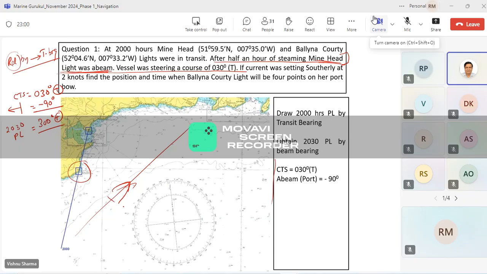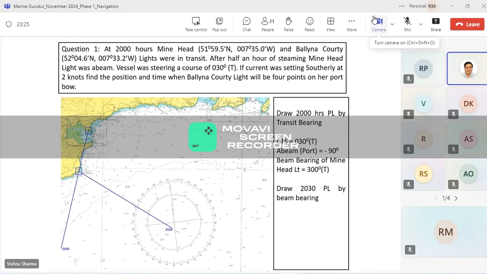The port beam here has not been given in the question. So what I'm trying to take you through is the various things, how you use your common sense when you're plotting. So now you have to figure out from the chart whether it will be on the port beam or the starboard beam. You can't stand up and tell the invigilator, can you please tell me which side it is. So beam bearing is 300 from Minehead. So now I plot the 2030 PL. Is that correct? This is the 2000 PL. This is the 2030 PL. Correct? Yes or no? Yes.